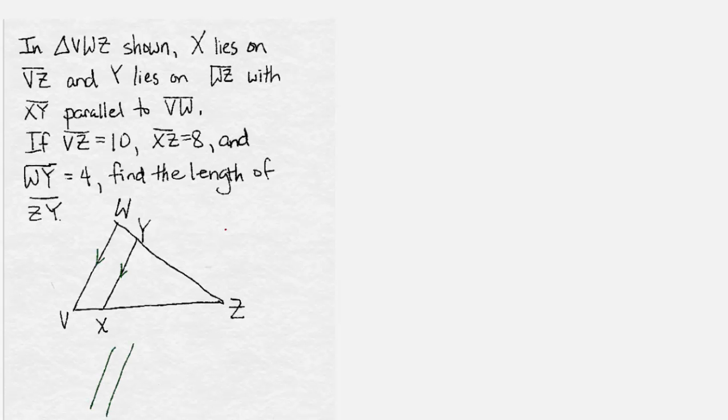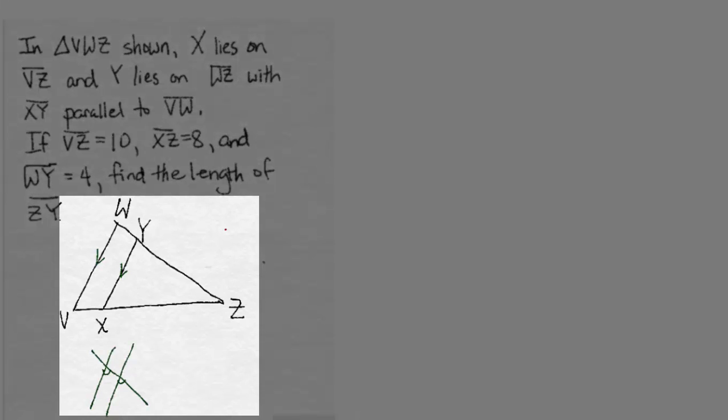Whenever we have two parallel lines and they're crossed by a transversal, corresponding angles are equal. In this diagram, we have that situation because VW and XY are parts of parallel lines and they're crossed by the transversal WZ. So the angle W and the angle Y are going to have the same angle measure. And the same thing for V and X. And then Z, of course, is congruent to itself.